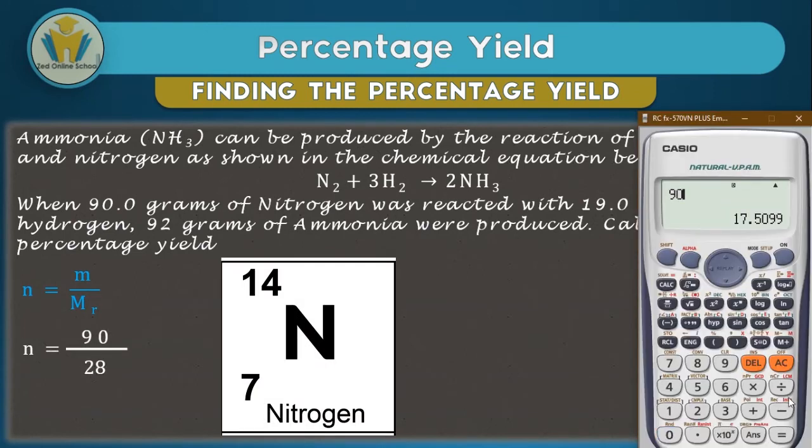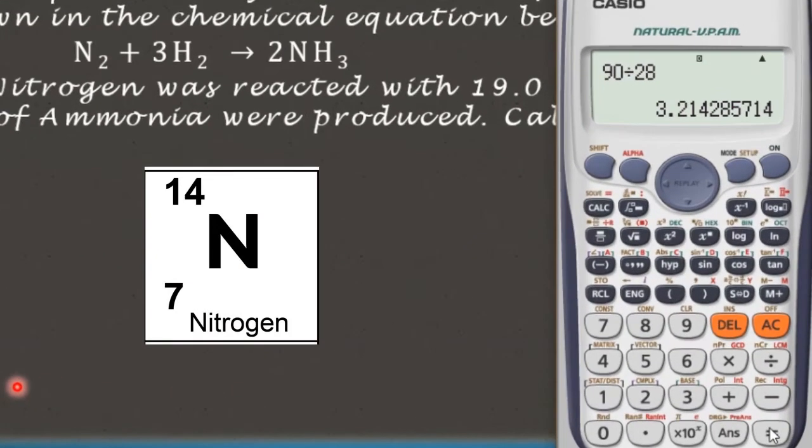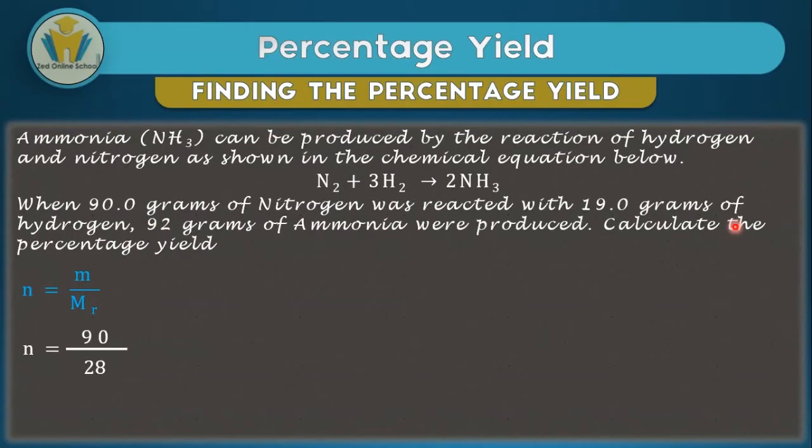90 divided by 28 is the calculation we want to find the number of moles of what? Nitrogen that are used in this chemical reaction. You can see it's 3.21428. Again, I'm getting 4 decimal places to be accurate. So we're going to have 3.2143. n is equal to 3.2143 moles. This is the number of moles of nitrogen in that 90 grams.